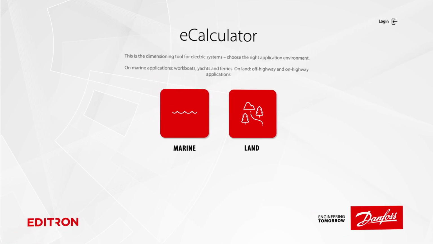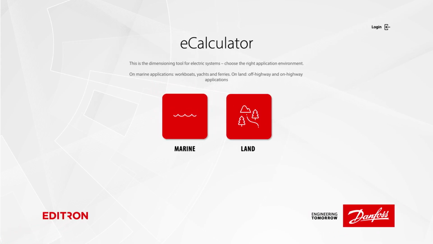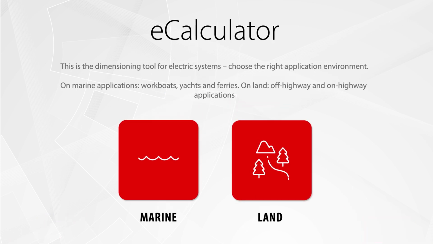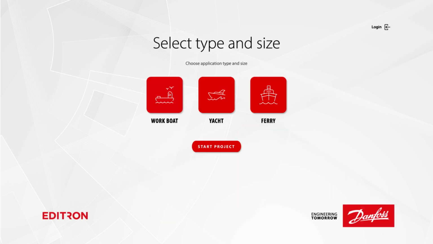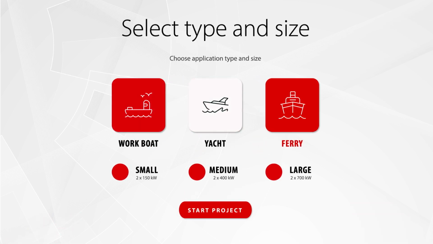Welcome to the eCalculator. This is an online tool for dimensioning of electric and hybrid marine system architectures. Choose Marine if you are working with marine vessels. The tool is easy to use and provides you comprehensive powertrain design, including electrical layout and detailed component selection for your vessel. Let's start with basic details of the project you are working with.